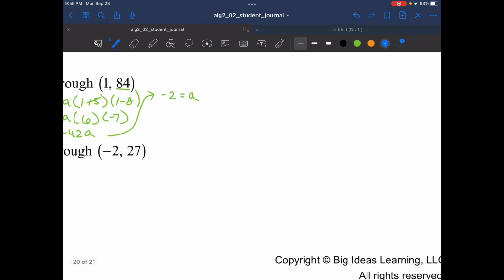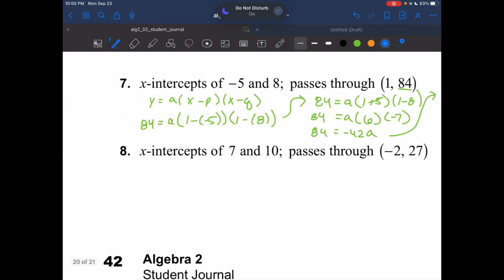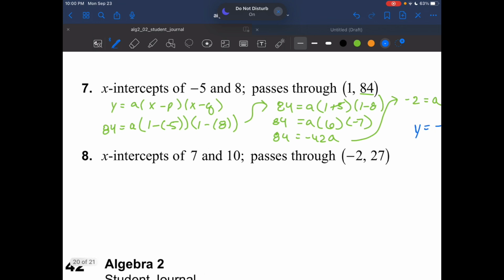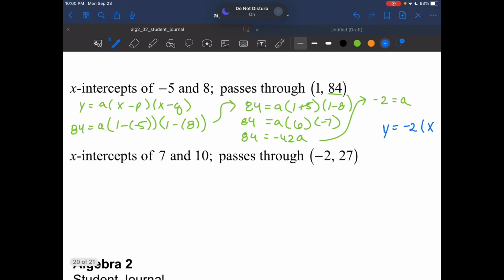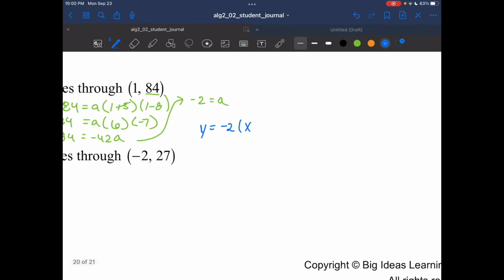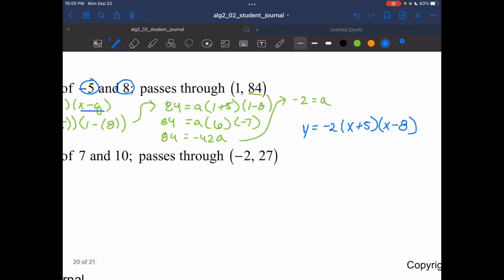Okay, so then we can just finish setting this up. This will be y equals negative 2x. This goes back over here to right here and here with these and these. This will be (x + 5)(x - 8).